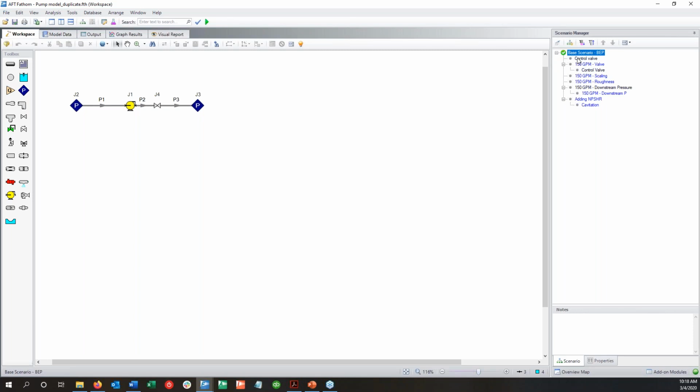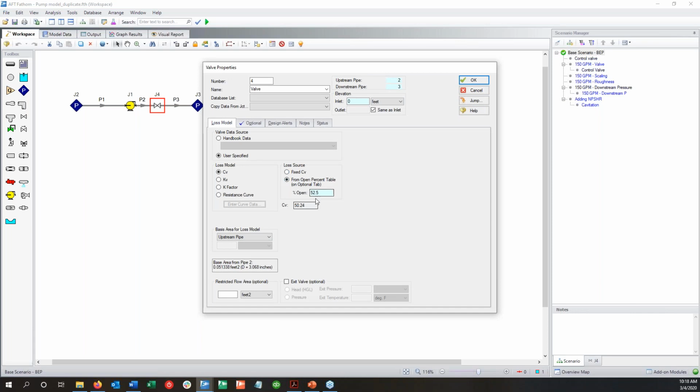Now we can start trying to deviate and see what would cause a drop from 203 gallons per minute down to 150. So a little peek behind the curtain. If we wanted to do valve position, this is a pretty simple curve that I made. Essentially, this valve is assuming that it's a globe valve. It's 52.5% open, which gives us a CV of 50.